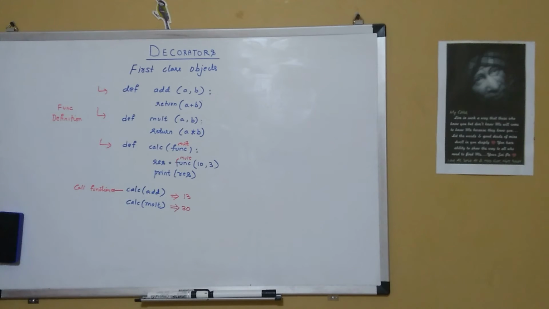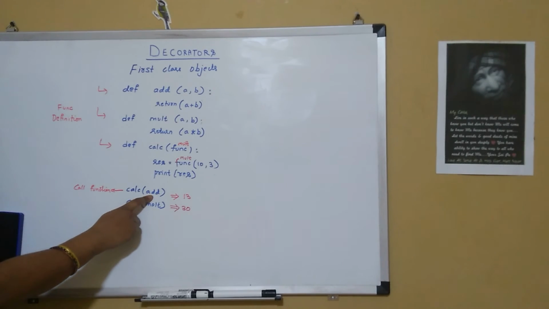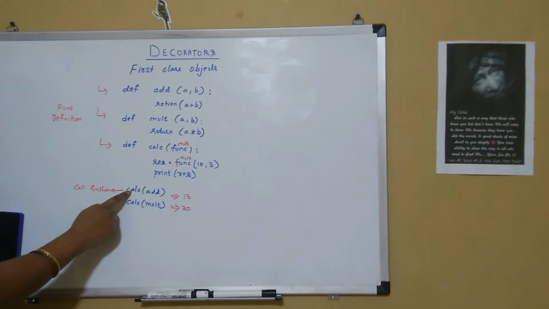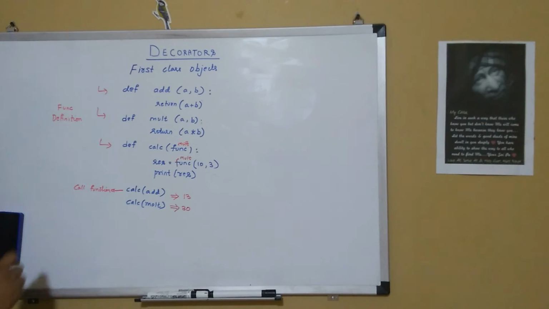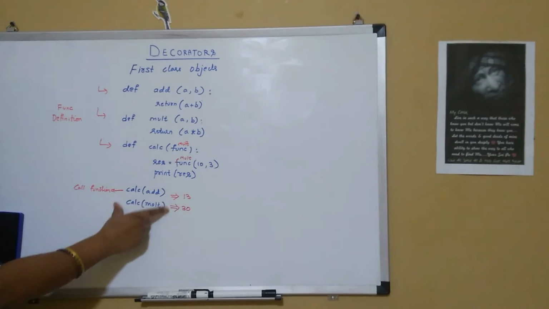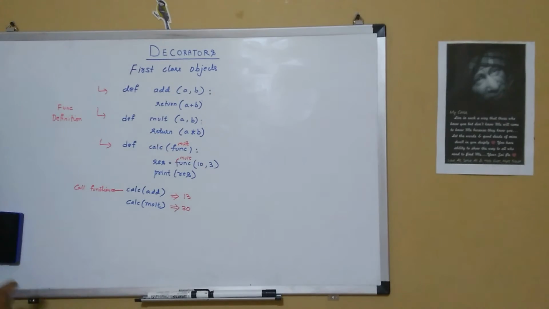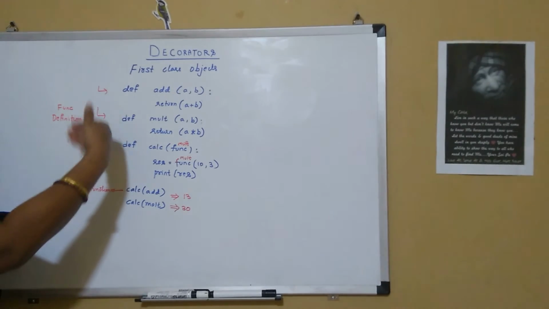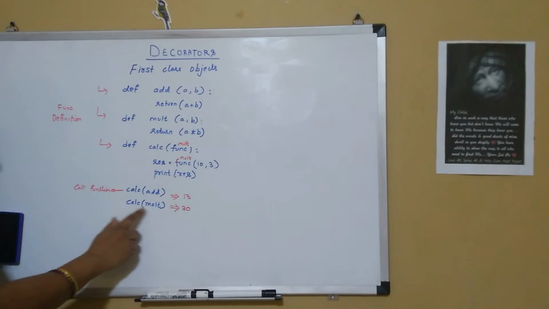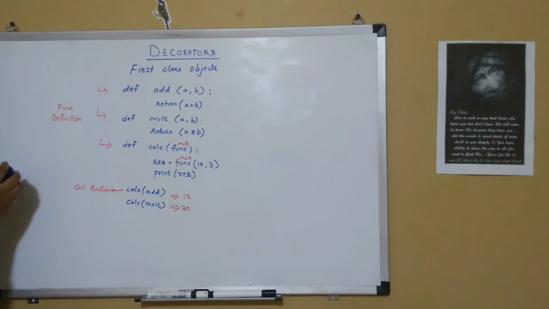So friends, hope you are clear. We are passing a function as an argument to another function. So we can treat functions as first class objects, and this concept we can see more in the decorator section. So before going into the decorators, let's be clear on this particular aspect.